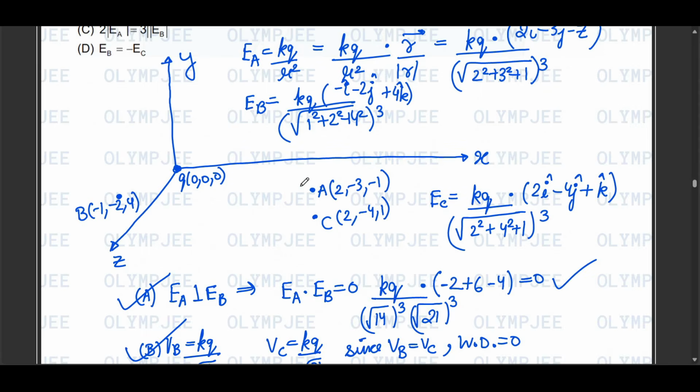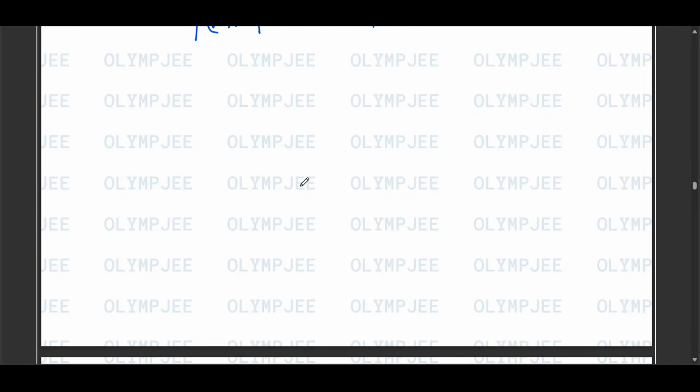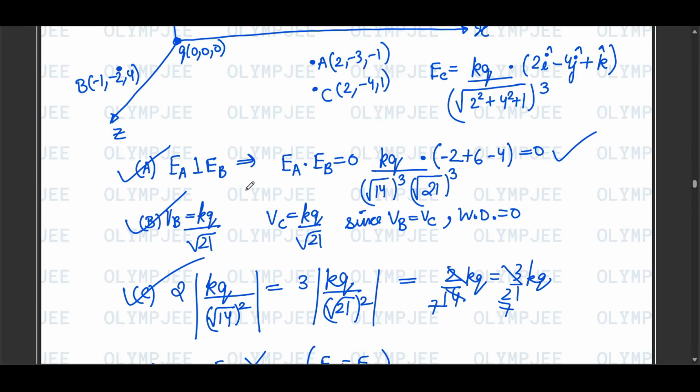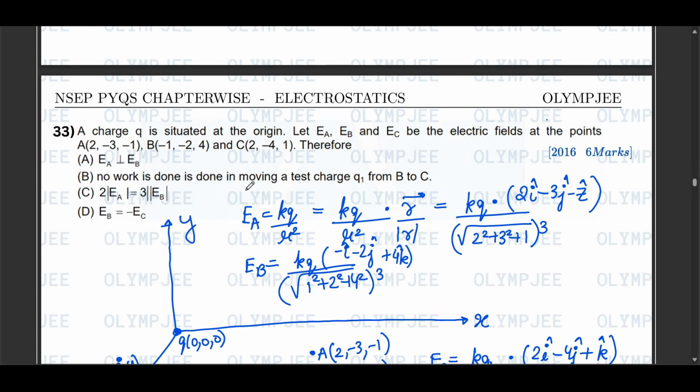Option D says that EB is equal to minus EC. No, this is wrong because we found out that EB is equal to EC. So D is wrong. So the correct answer for question 33 is ABC.